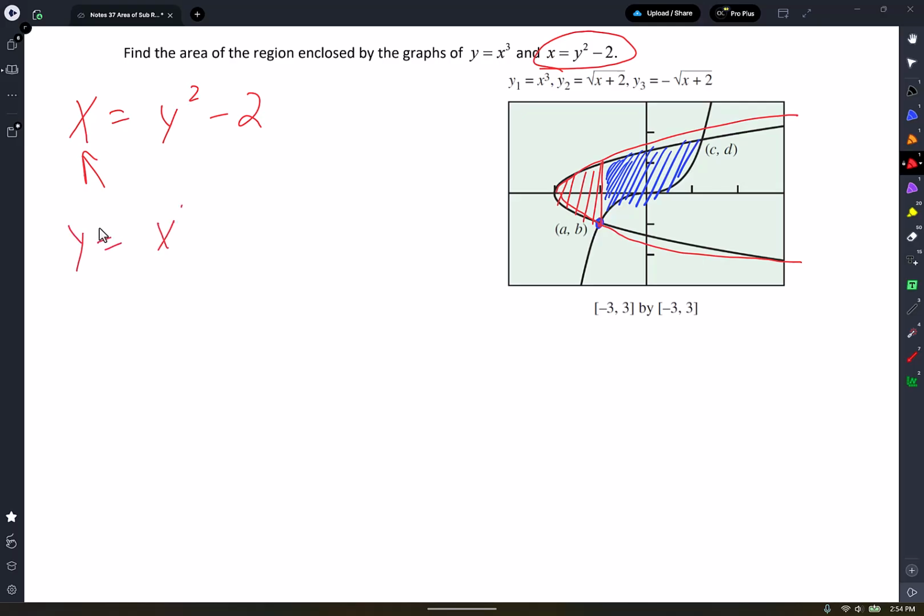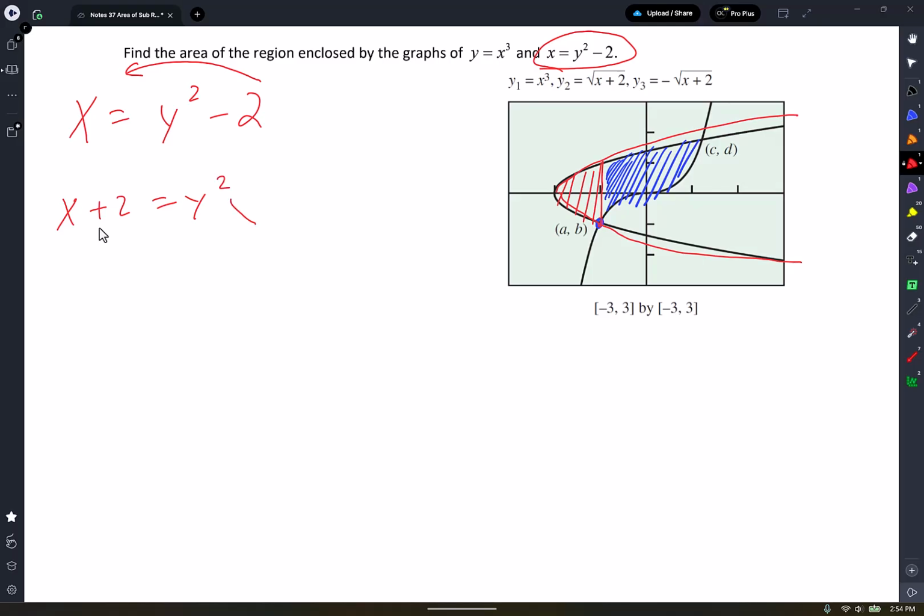If you have y equals x squared minus 2, that's similar to that graph. This one opens up in the y direction. It's either going to open up or open down. Now, maybe this is what you have seen before. So check it out. If I move that 2 to the left, x plus 2 equals y squared.